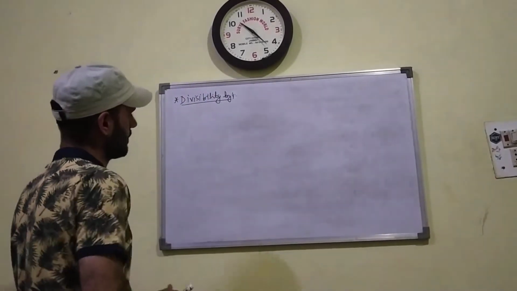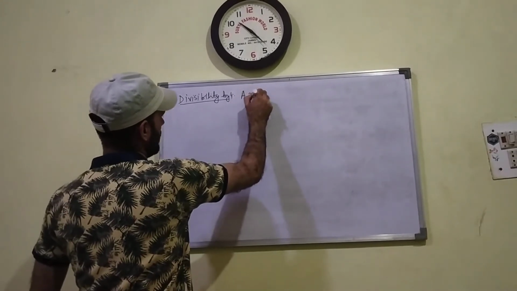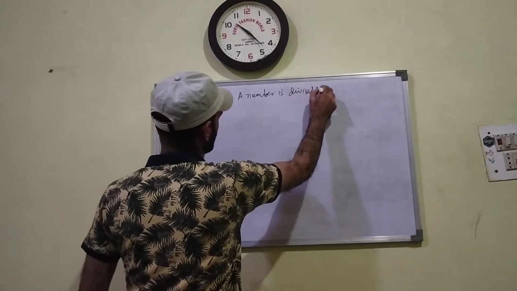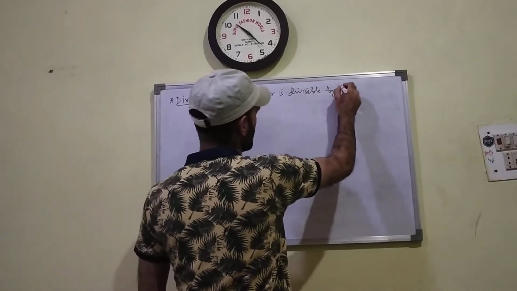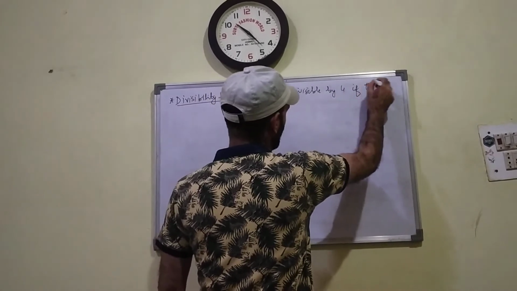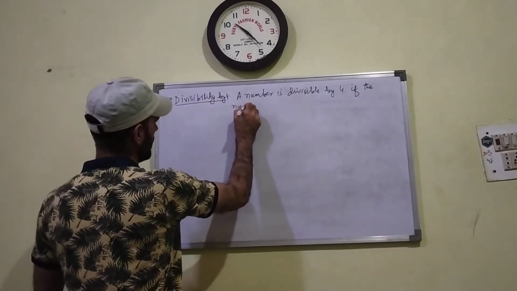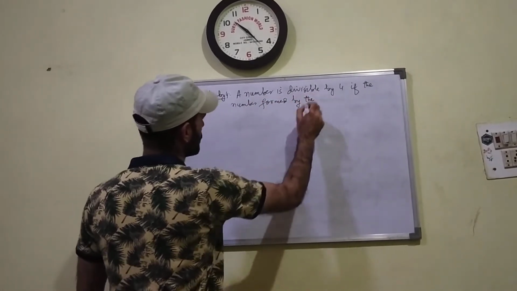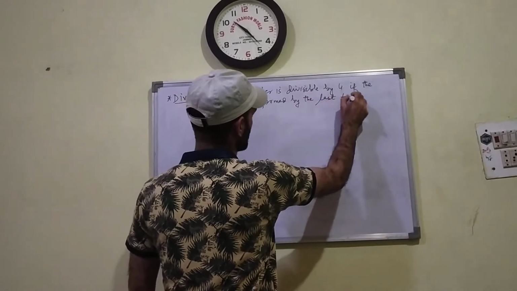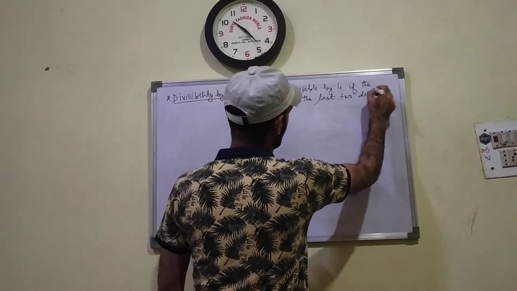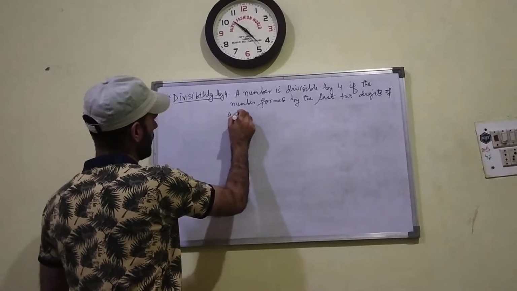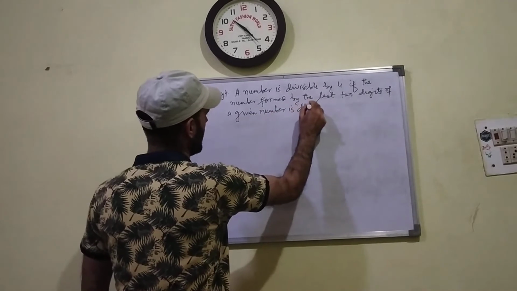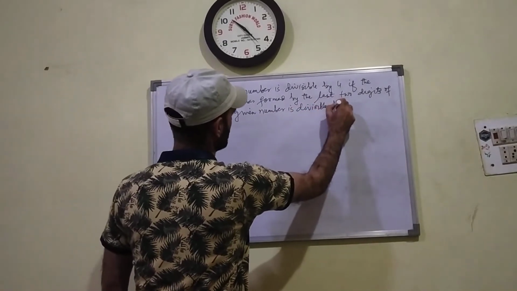Let's write: a number is divisible by 4 if the number formed by the last two digits of a given number is divisible by 4.